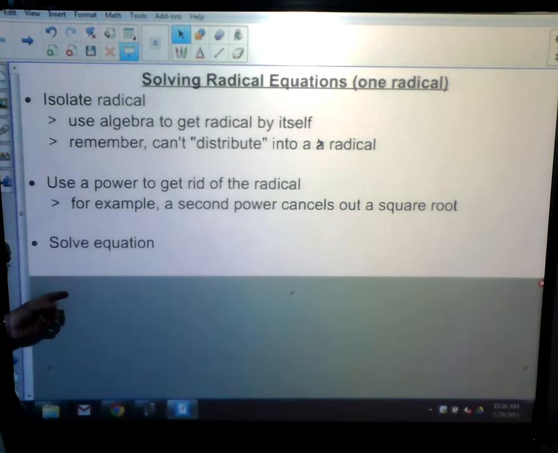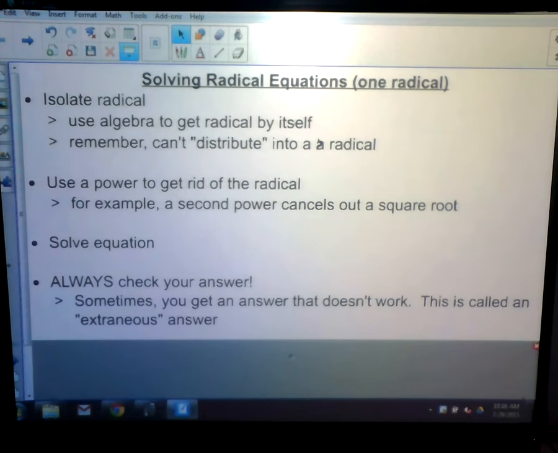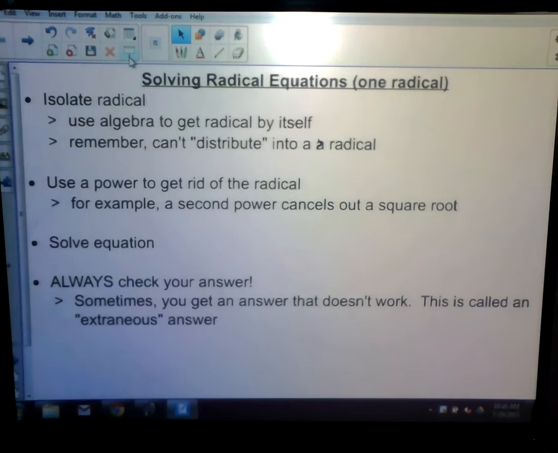Solve the equation. Always check your answer. Sometimes you get an answer that doesn't work. That's called an extraneous answer.